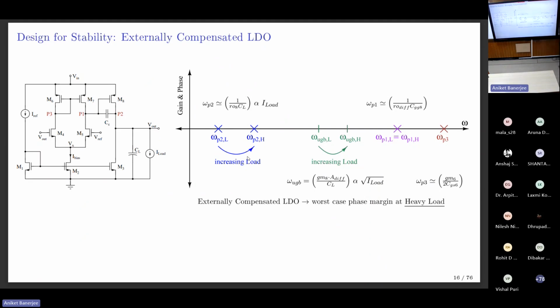Say the second pole is steady, which means as I increase load current, my phase margin is going to go down. So all of us are together for an externally compensated LDO. As your load current goes up, the phase margin goes bad, which means that becomes your worst case. It's important to know the worst case to tie it back to all the technology plot stuff that we were doing. Okay. So the next case that we'll do is internally compensated.